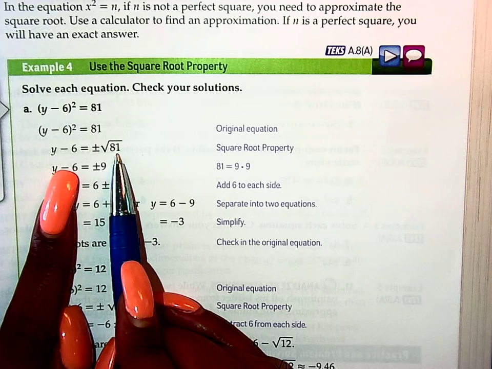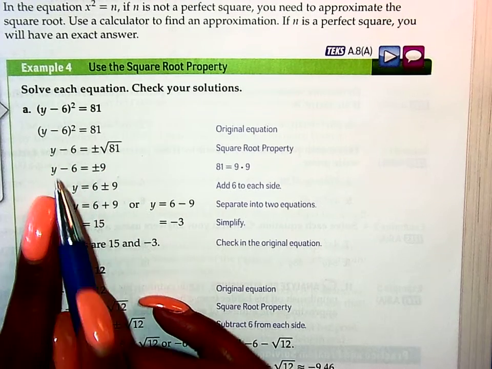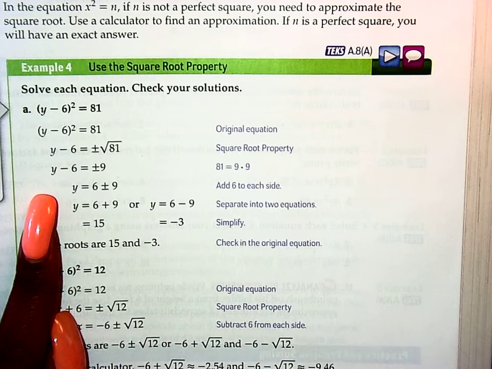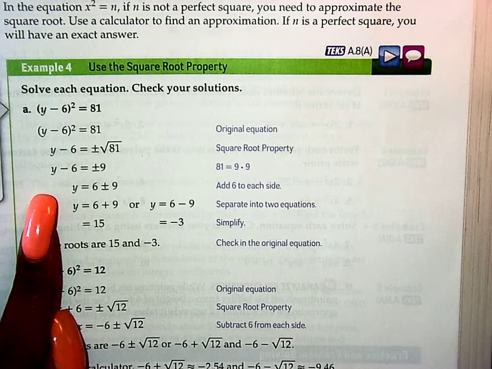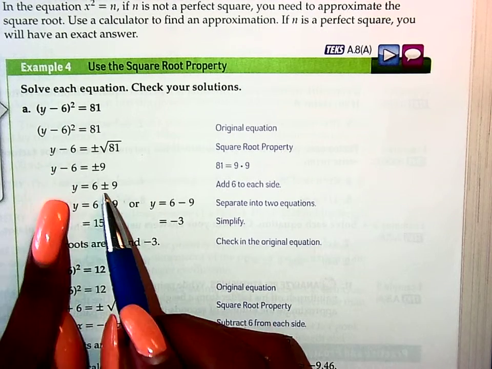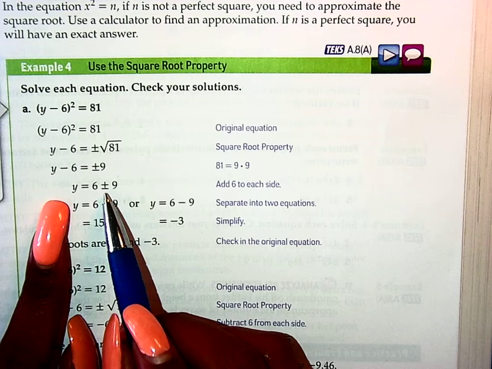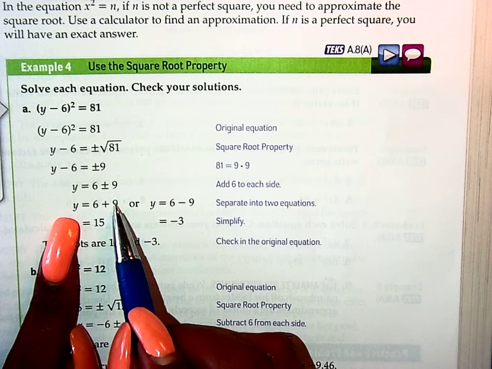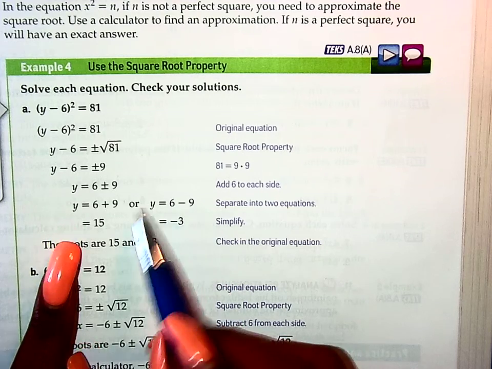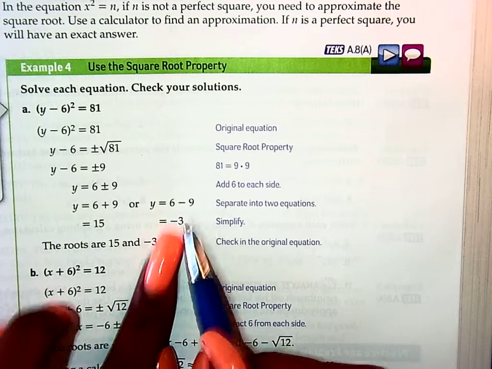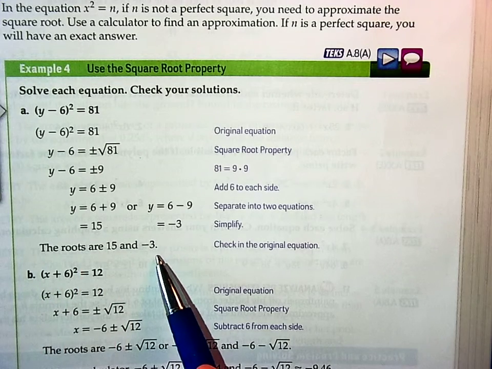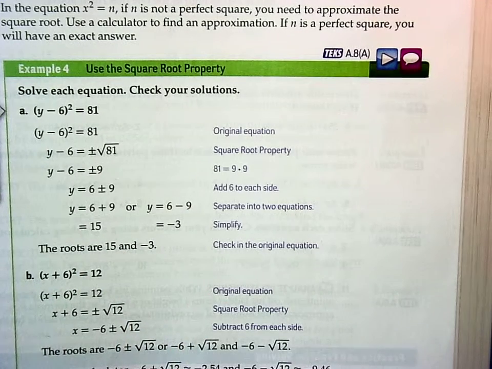What is the square root of 81? 9. So y minus 6 is equal to plus or minus 9. And the reason it's plus or minus 9 is because negative 9 times negative 9 is still positive 81. To get rid of minus 6, you add 6 to both sides. So your final answer is going to be 6 plus 9 and 6 minus 9. 6 plus 9 is 15. 6 minus 9 is negative 3. So this answer, you have two answers because the square root can be a plus or a minus number.